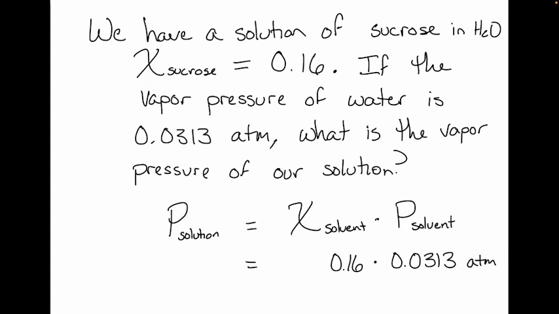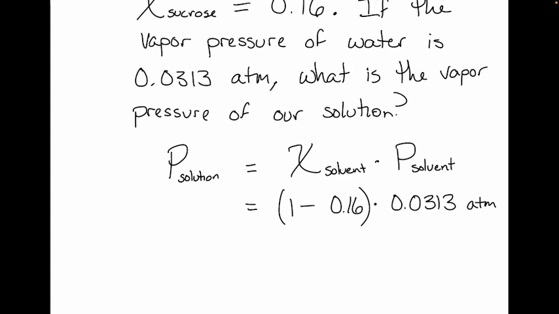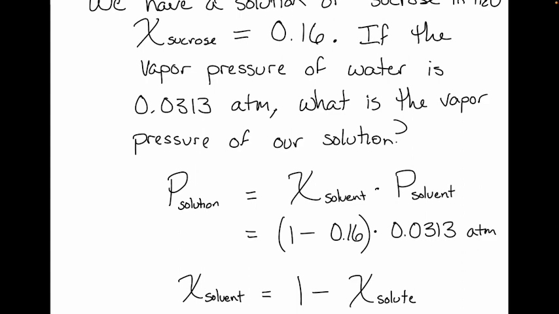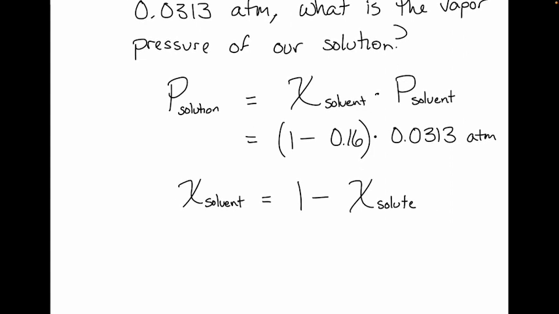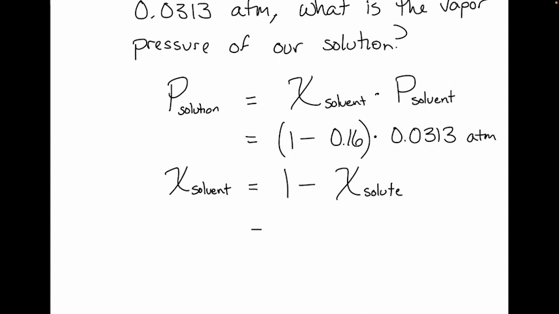But remember, if we have the one, we can always find the other very easily by taking 1 minus, right? So just to be clear, my mole fraction of my solvent is equal to 1 minus the mole fraction of my solute. That's what I was given in my problem here. My sucrose is my solute, right? So I'm going to take 1 minus that to get my mole fraction of my solvent, and then multiply that by that 0.0313. All right, and I will get 0.0262992.